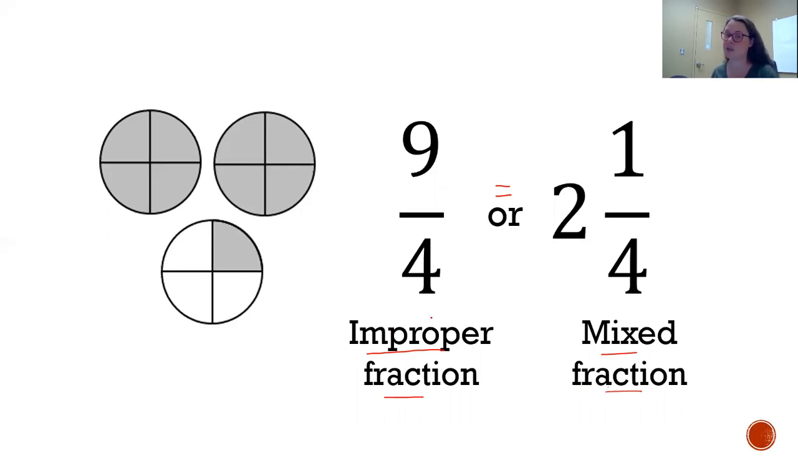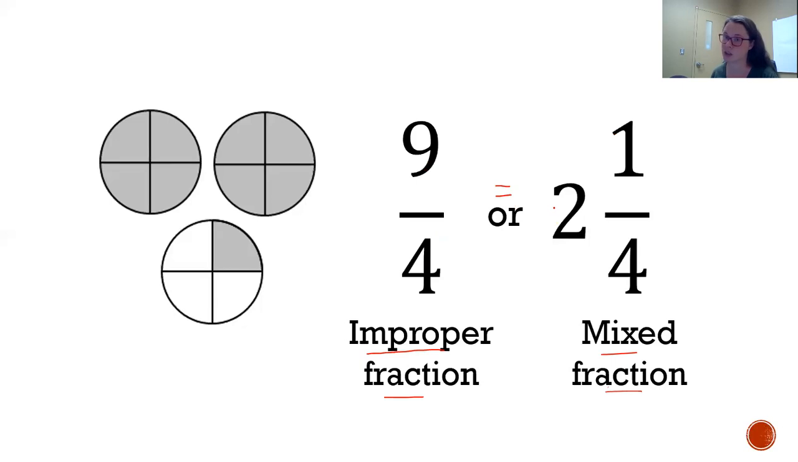You will identify an improper fraction as a fraction that has the numerator larger than the denominator. So 9 is greater than 4. This type of fraction is not allowed to be in a final answer unless you're asked for the improper fraction in a final answer. Your final answer you will always give in the mixed number form.